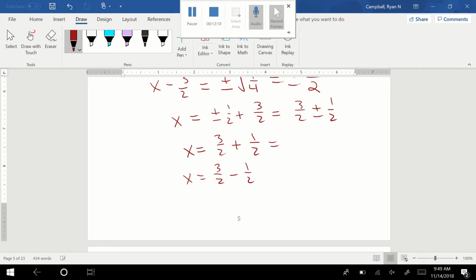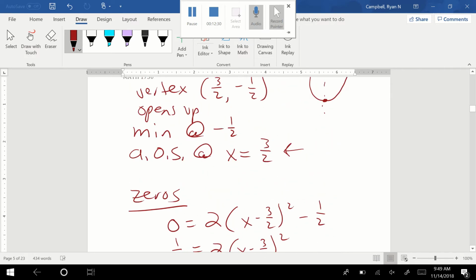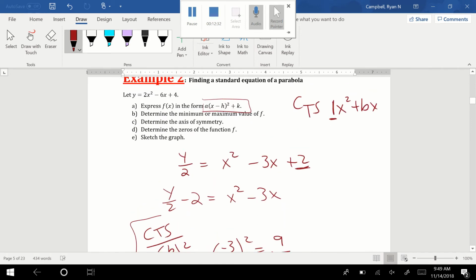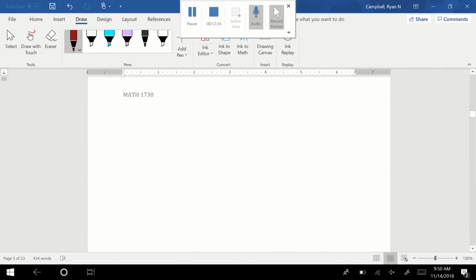So at 3 halves plus 1 half, we get 4 halves, which is 2. And at minus, we get 2 halves, which is 1. So those are our zeros. Those are our x-intercepts. So now what we've got to do is sketch it. So we know where our vertex is, and we know where our intercepts are. So we said the x-intercepts are going to be at 1 and 2.